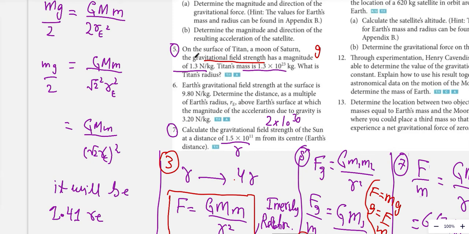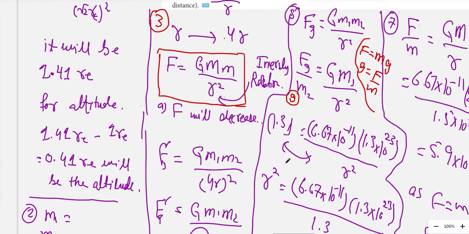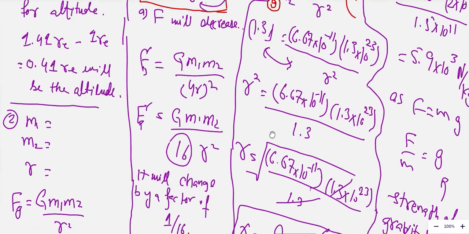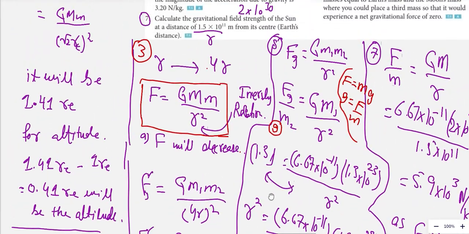This is what we call gravitational field strength. Gravitational field strength is equal to g, which is equal to Fg by M2. This is the definition of gravitational field strength. And M1 is the mass of the Titan. And then we can simply get the value of R by simplifying this. You got it?